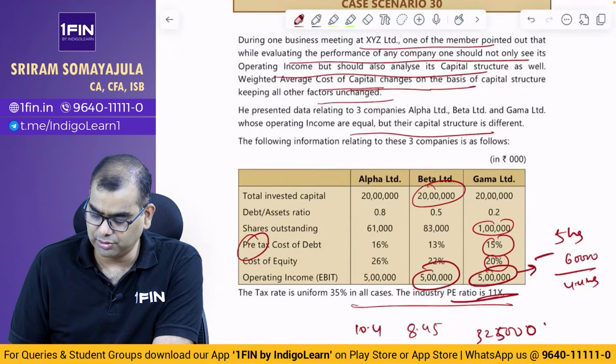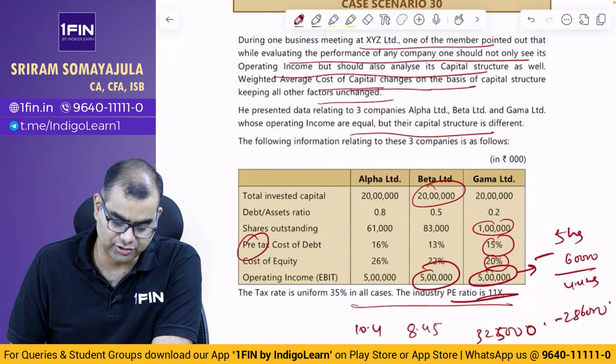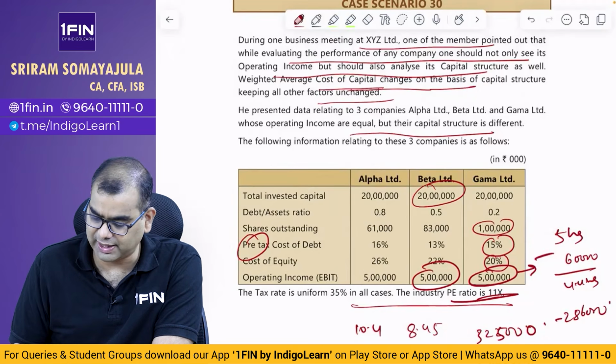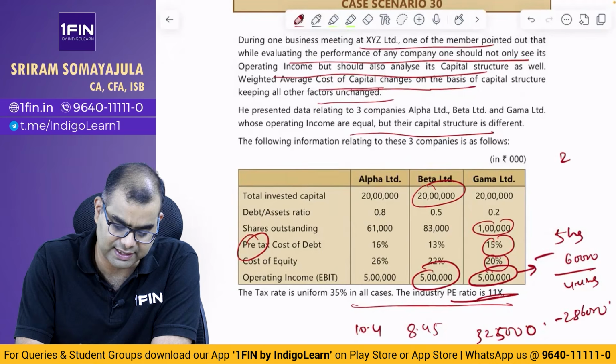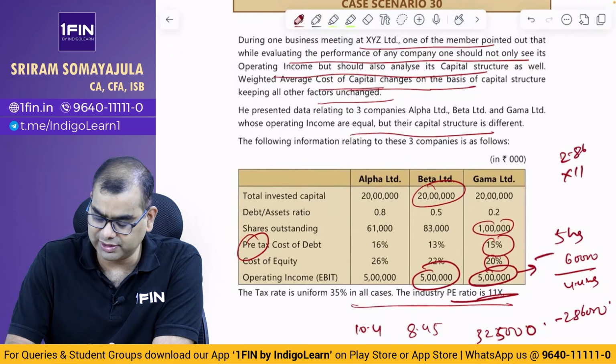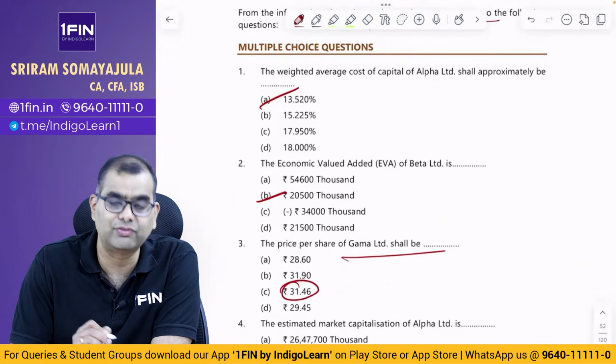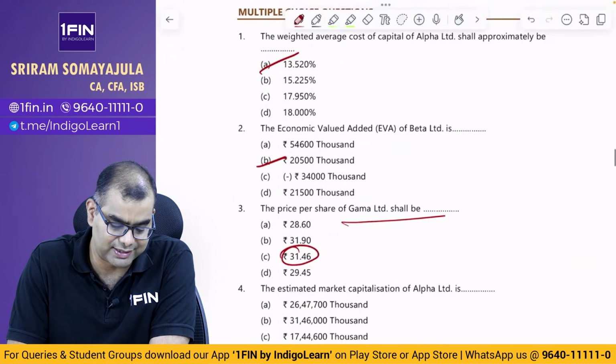4,40,000 into 0.65, you subtract the tax and you get 2,86,000 as the PAT. You divide that by the number of shares, which is 1 lakh, and you get 2.86 as EPS. Multiply that with 11, you get 31.46. Then the estimated market cap of Alpha.